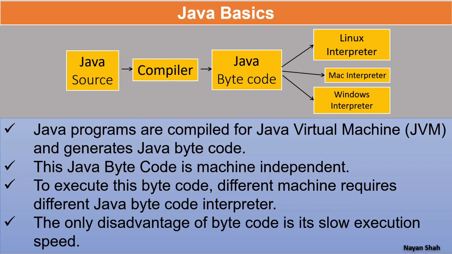So the Java bytecode is machine independent because of this reason. To execute this bytecode, different machines require different Java bytecode interpreters. As I said, for Linux there is a different interpreter, for Mac there is another interpreter, and for Windows also there is another interpreter. But they all give the same result.